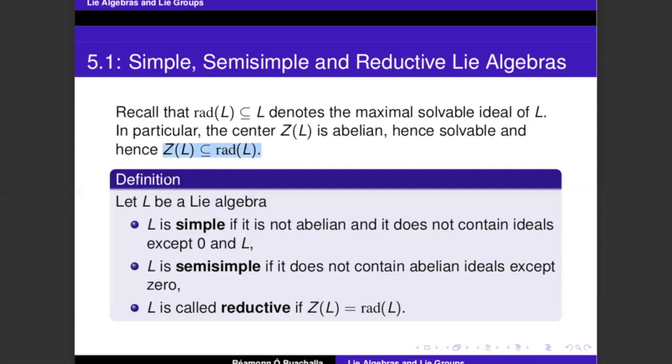This inclusion, which is easy to see, is going to be very central to the lecture. What this third condition, reductive, is asking is that this is not just an inclusion, it's in fact an equality. How this can be understood as a generalization, a weakening of this property, is what we'll be doing over the course of the next couple of slides.